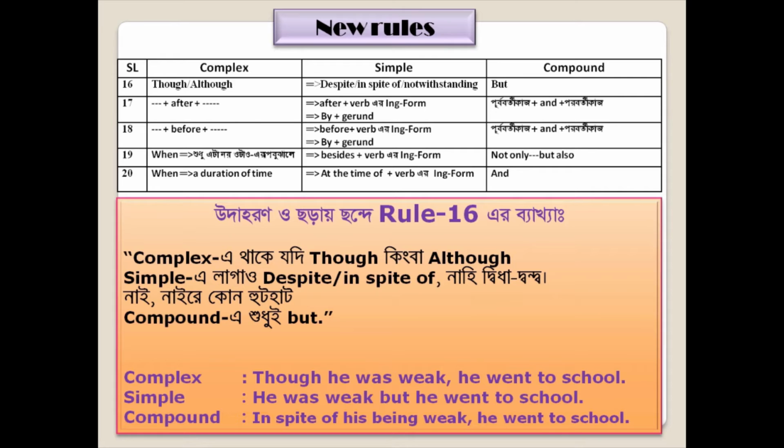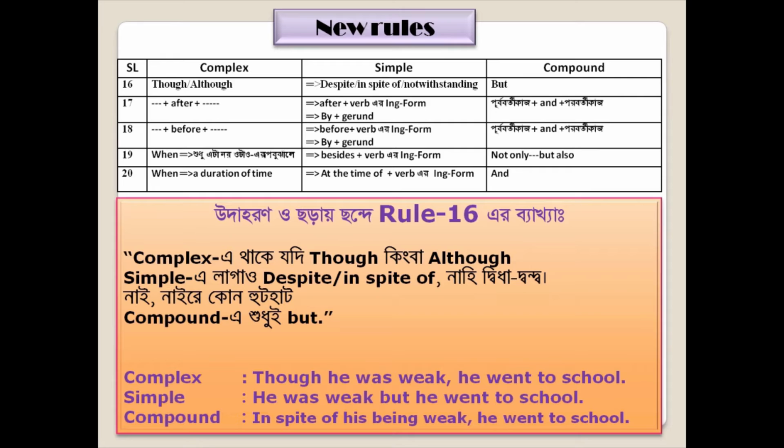Complex, though he was weak, he went to school. Simple, in spite of his being weak, he went to school. Compound, he was weak, but he went to school.